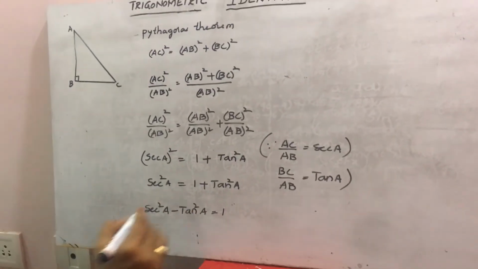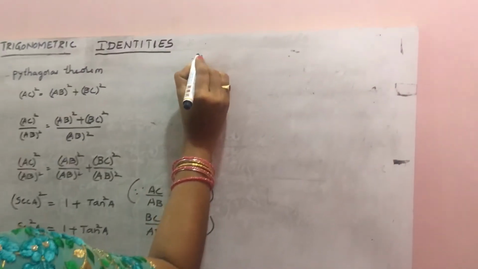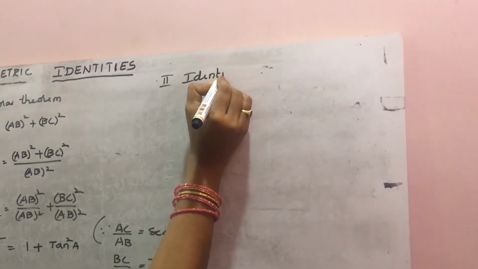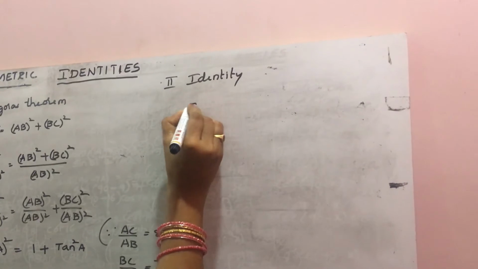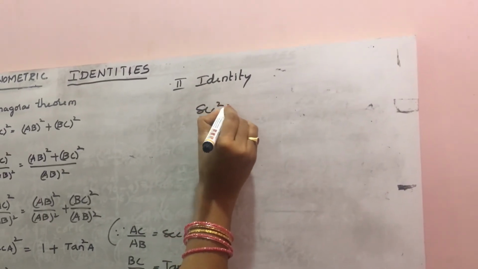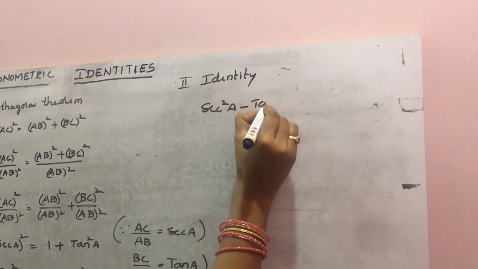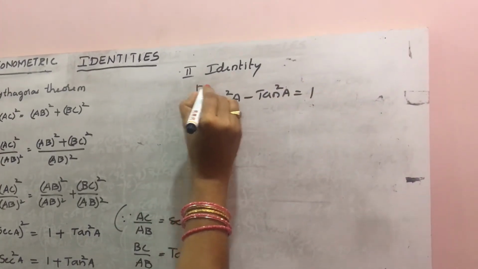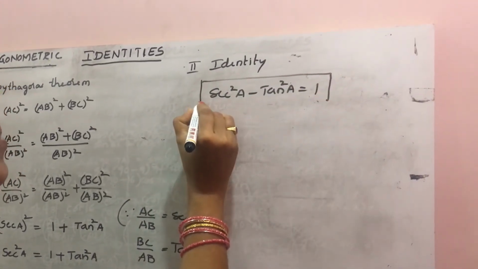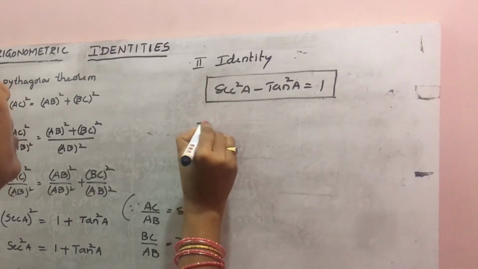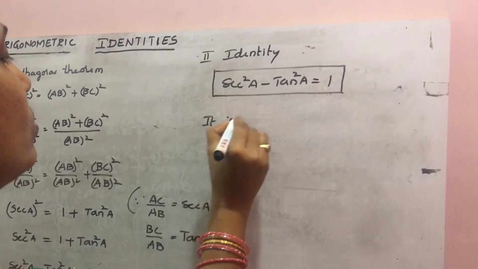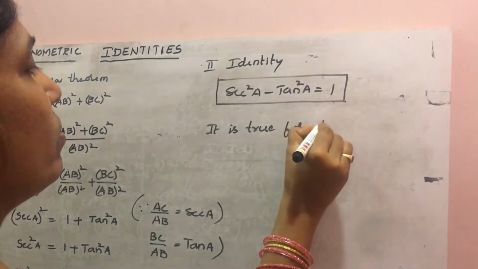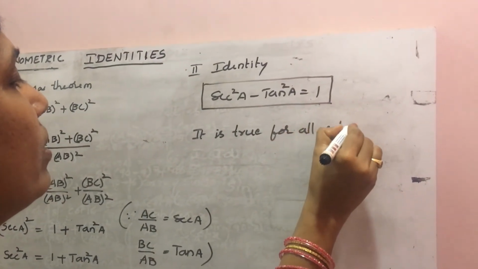This is the trigonometrical second identity. What is second identity of trigonometry? Second identity is sec square A minus tan square A is equal to 1. It is also true for all values of A.